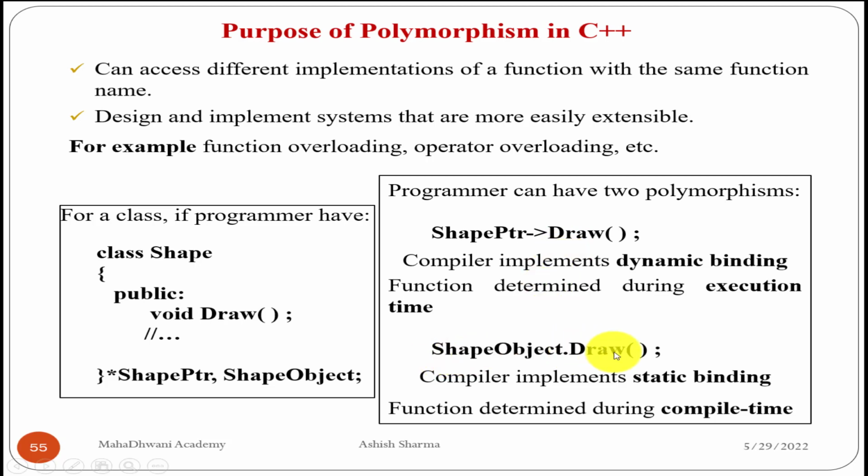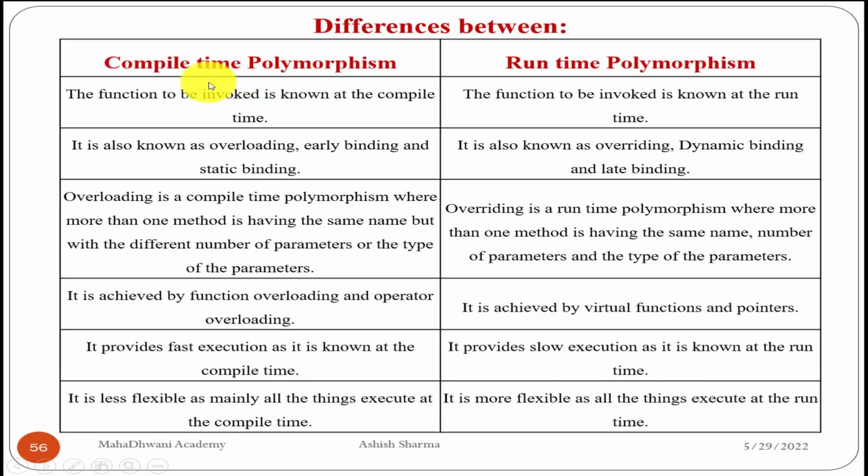Shape object.draw. This binding is a static binding. It has been completed at compile time. So the compiler implements static binding here. The function is determined at compile time. Oh, compile time, sorry. This execution is at compile time. Shape object.draw. What is the difference between compile time polymorphism and runtime polymorphism?